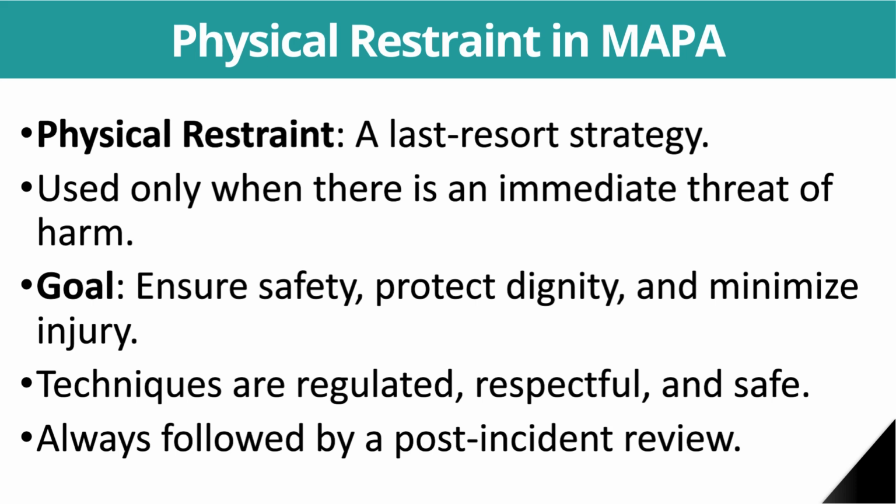Physical restraint in MAPA. Physical restraint is included in MAPA as a last resort measure, only to be used when all other de-escalation techniques have failed and there is an immediate risk of harm to the individual or others. The goal of using physical restraint is to ensure the safety of everyone involved while also protecting the dignity of the person being restrained. MAPA trains staff in specific, regulated techniques designed to control aggressive behaviour in a way that minimises the risk of injury. These interventions are meant to be as brief and non-restrictive as possible, with a strong focus on respect and care.